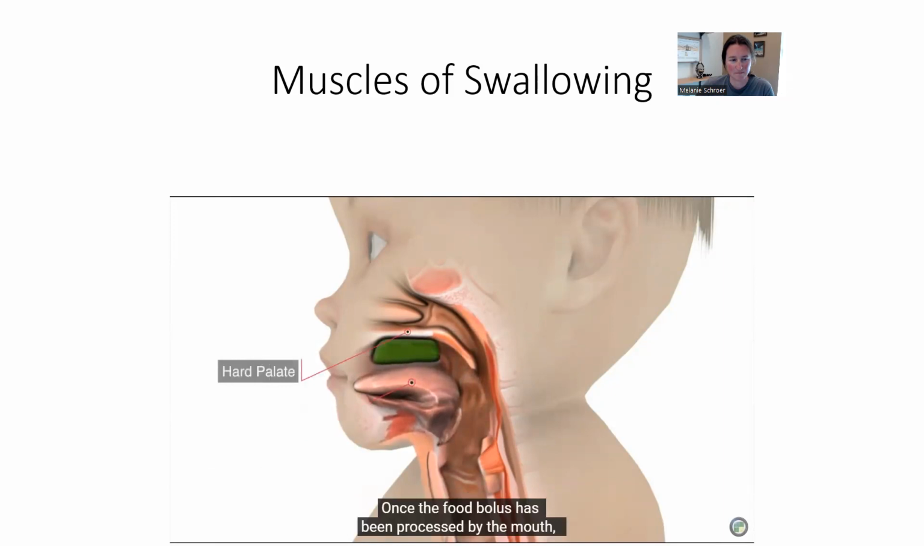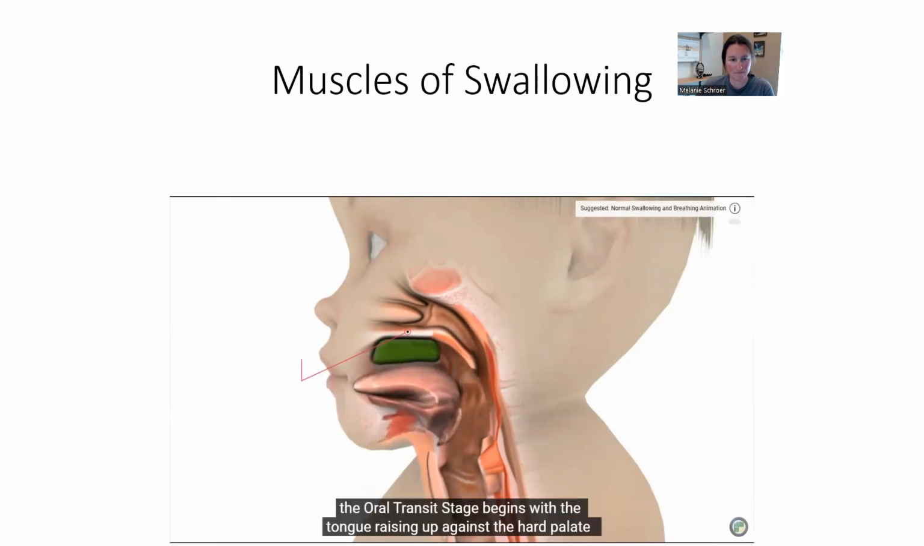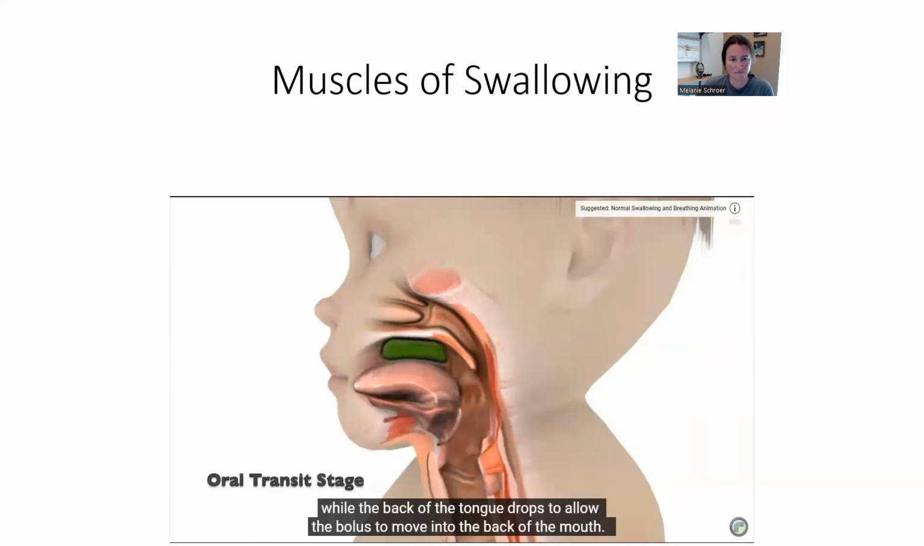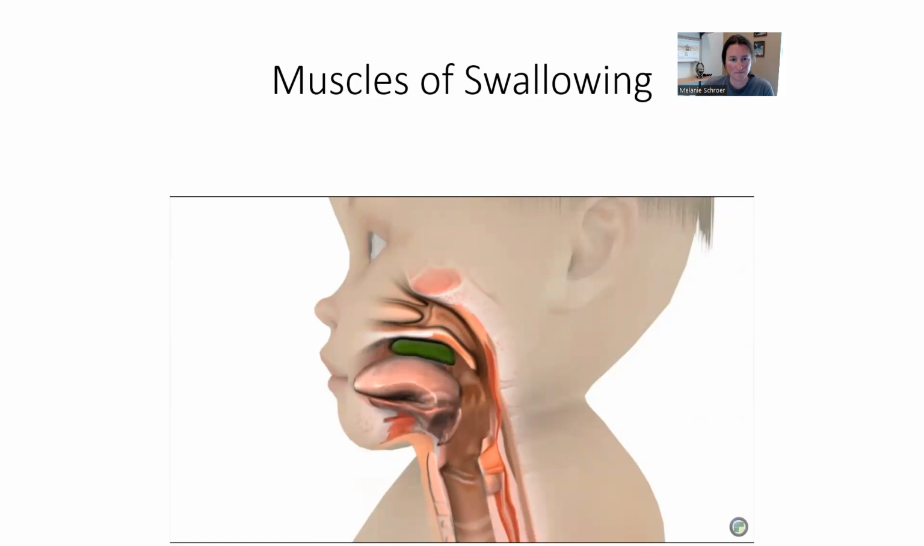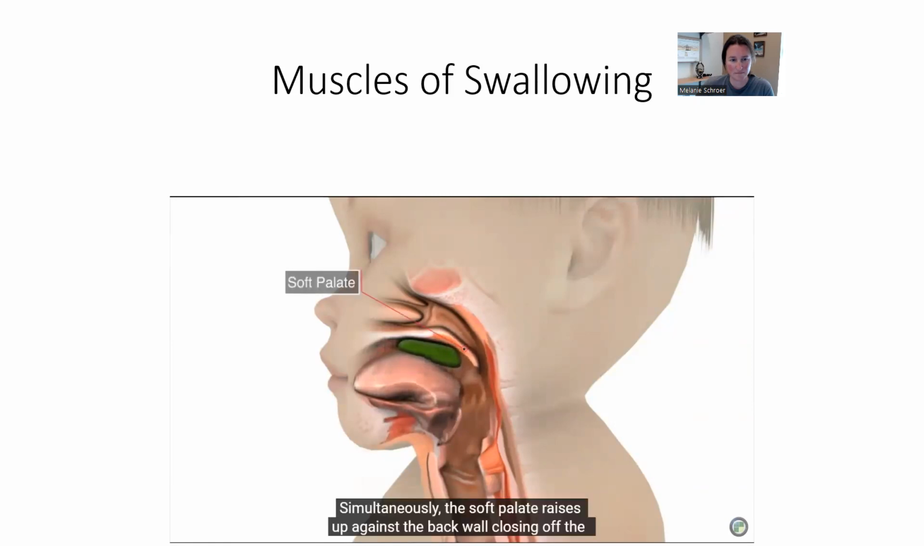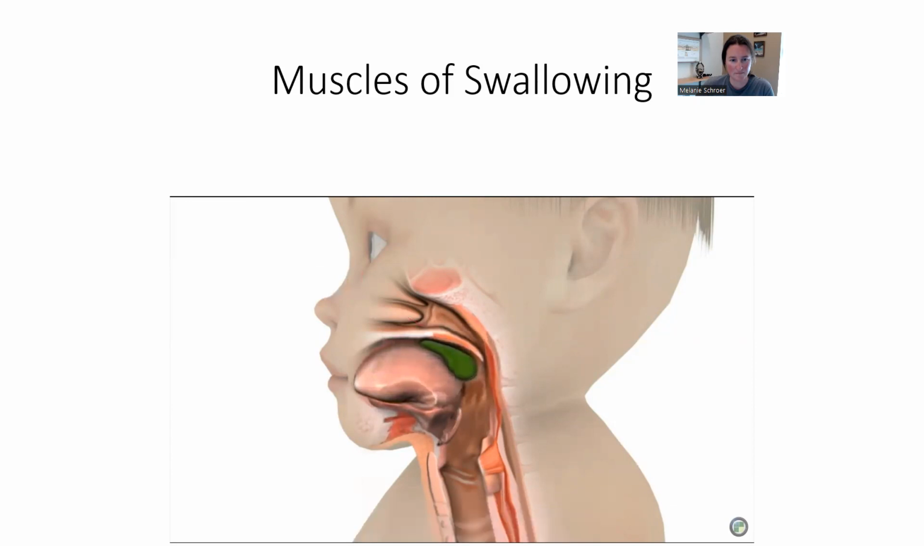Once the food bolus has been processed by the mouth, the oral transit stage begins with the tongue raising up against the hard palate while the back of the tongue drops to allow the bolus to move into the back of the mouth. Simultaneously, the soft palate raises up against the back while closing off the passageway into the nose, preventing any food or liquids from regurgitating back up into the nose.